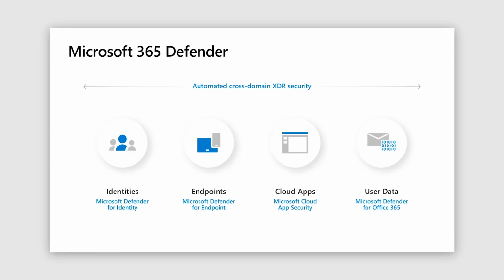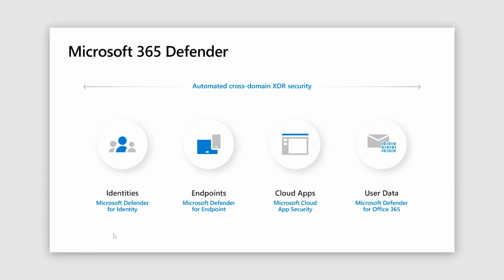Microsoft Defender for Office 365 is part of a larger Microsoft 365 Defender suite. So our responsibility is protecting your email and collaboration, your user data in Office 365. But there are three other pillars, one to protect identity, one for endpoints, and one for cloud apps. Today, we're going to focus exclusively on user data and Microsoft Defender for Office 365.